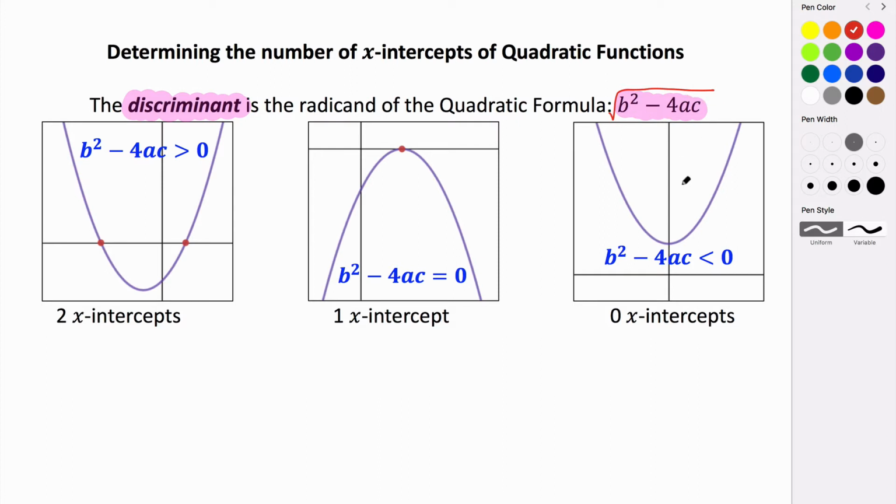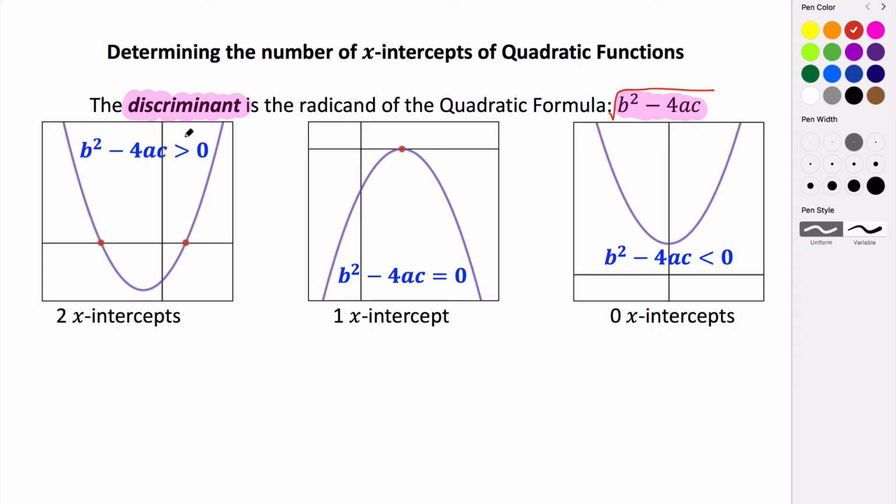And so if this value is a negative value, that means that it's not going to be any real number, right? Because we don't know how to take the square root of negative real numbers. So if it's negative, it's going to give us no solution. It's an undefined value. So we will have no x-intercepts.